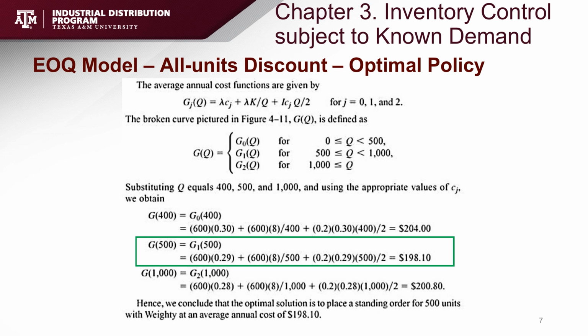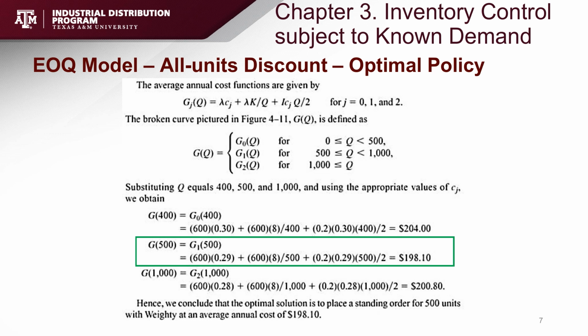Now we plug in the three candidates, each at its matching price. At Q equals 400, on G0, we get 600 times 0.30 plus 600 times 8 over 400 plus 0.2 times 0.30 times 400 over 2, which lands at $204 even. At Q equals 500, on G1, it works out to $198.10, and that's the value the slide box is in green. At Q equals 1000, on G2, we get $200.80.